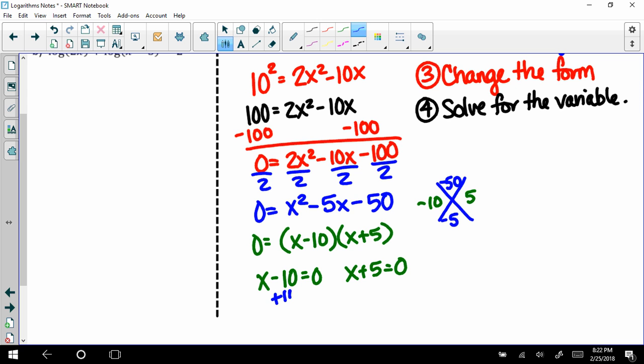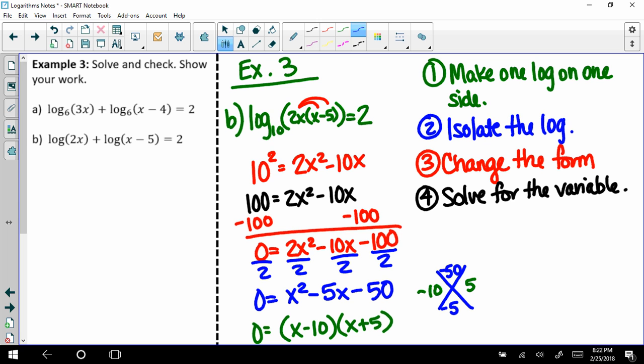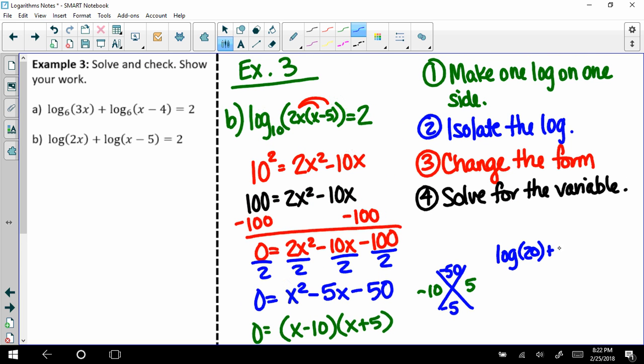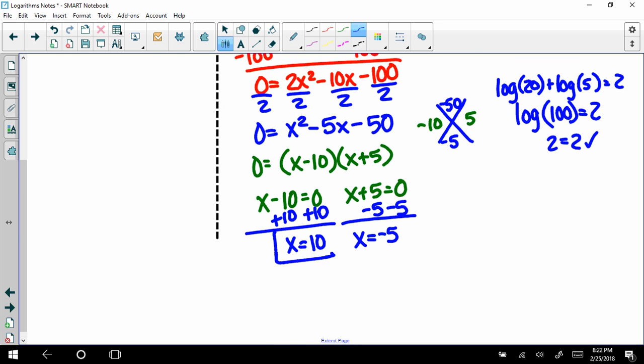So then we would add 10 and subtract 5, so x equals 10 and x equals negative 5 are our choices. So if I plug 10 in here, 2 times 10 is 20, so I'd get log of 20. 10 minus 5 is 5, so it'd be log of 5 equals 2. Then you have to multiply those, so 100 equals 10 squared. And if you type in log of 100, it equals 2, which is good. So x equals 10 is an answer.